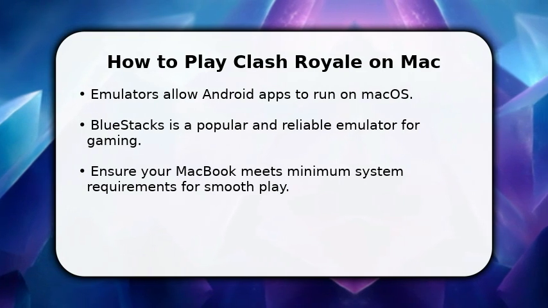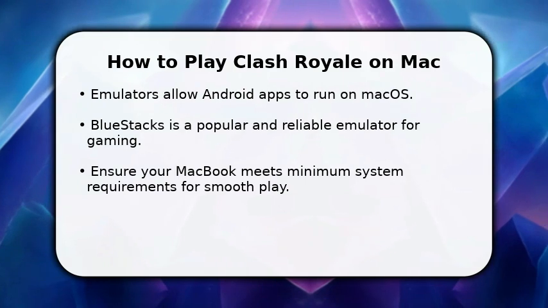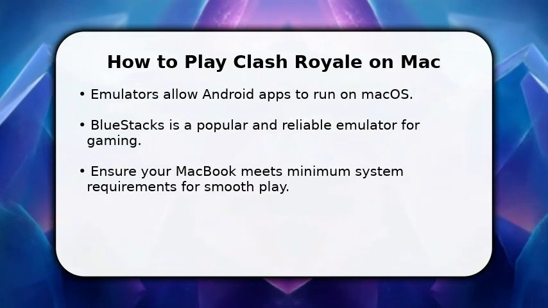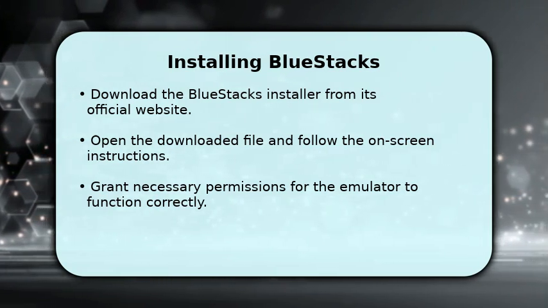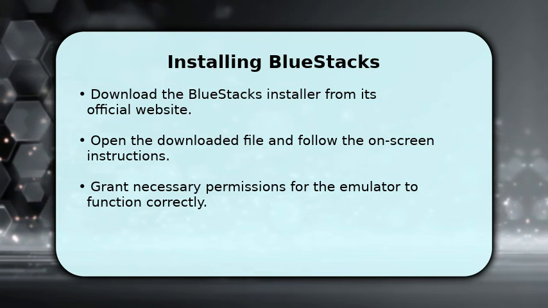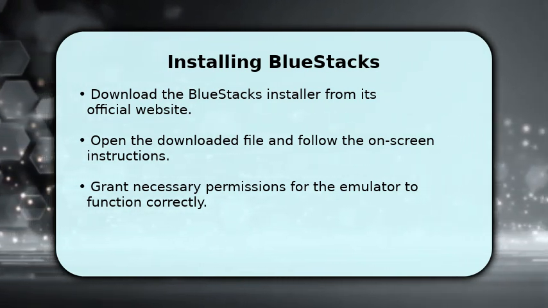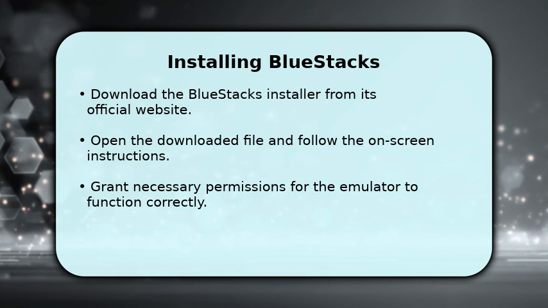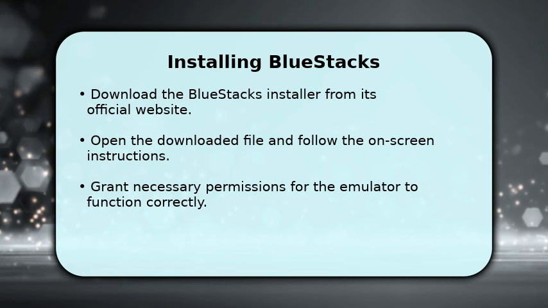Make sure your MacBook has at least 4 GB of RAM and 5 GB of free disk space for optimal performance. To get started, navigate to the official BlueStacks website and download the Mac OS installer. Once the download is complete, locate the file in your Downloads folder and double-click it to begin the installation process. You'll be guided through a few steps, including granting system permissions.